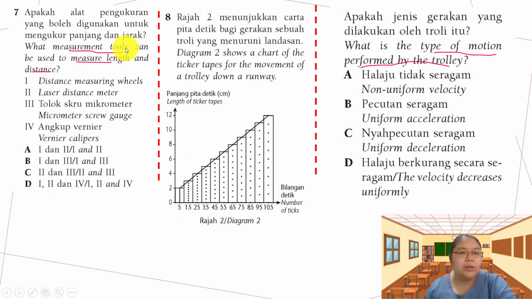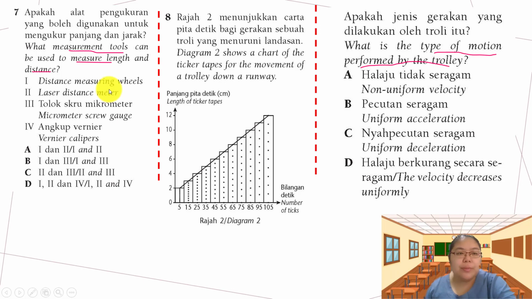What is a measurement tool that can be used to measure the length of a distance? Normally the length of a distance is counted in cm or meters, and that's a big distance. So from here we use the distance measuring wheel. This one can measure long distances. For example, you can measure from KL to Malacca. This one is a measuring wheel. Number 2 is the laser distance meter.